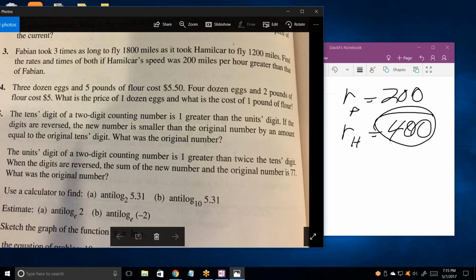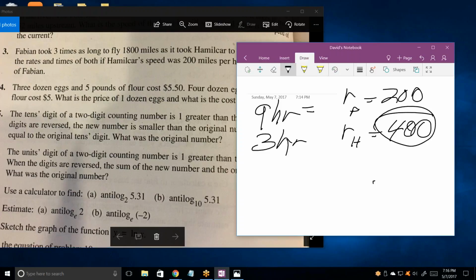And that verifies our answer, because it says Fabian took 3 times as long to fly, and we got Fabian's time as 9 hours, and we got Hamilton's time as 3 hours. So that confirms that we did it right, and our answers are right.